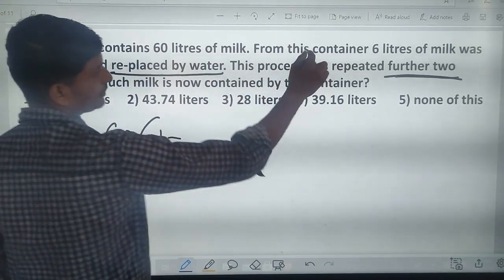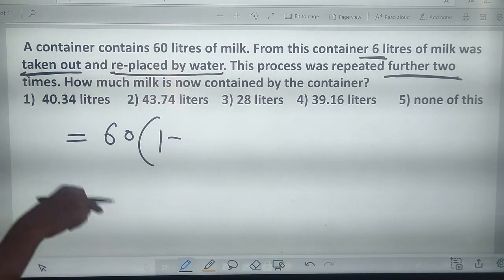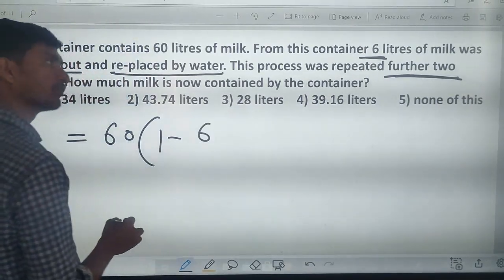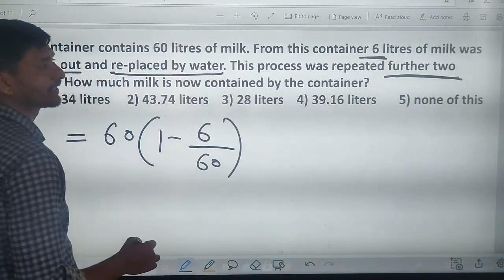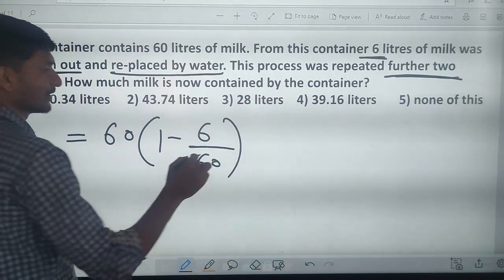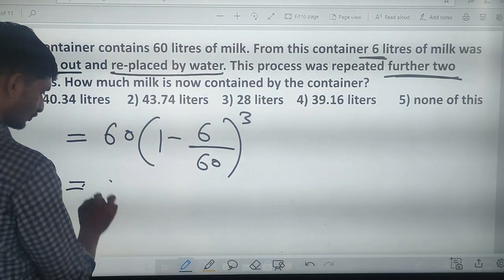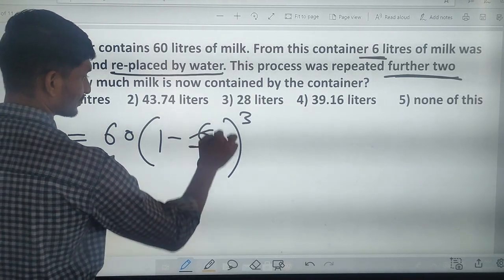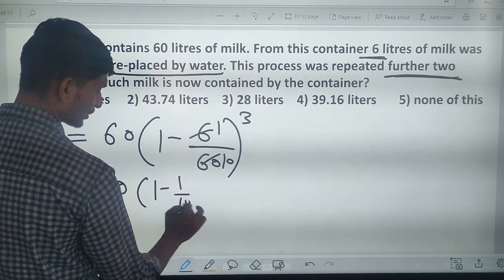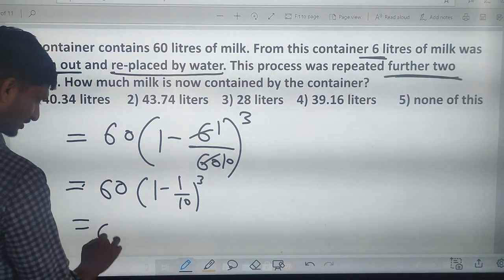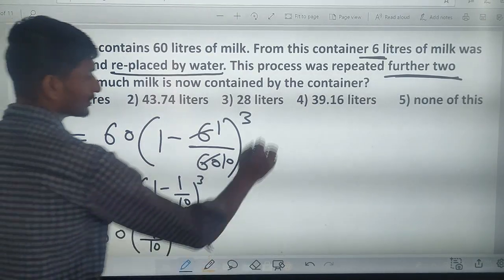1 minus, now from this container 6 liters of milk was taken out and replaced by water, that is 1 by 10. This process is repeated further 2 times. Then this process will be done 3 times. Now we solve it. One minus 1 by 10. This process is repeated 3 times, means 60 into 9 by 10 repeated 3 times.